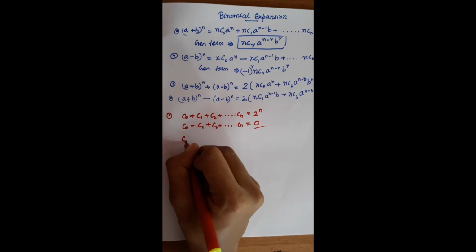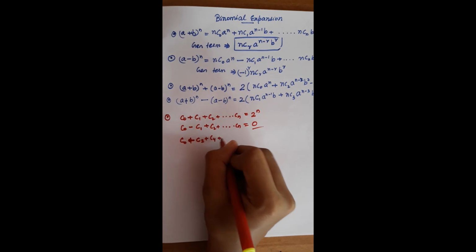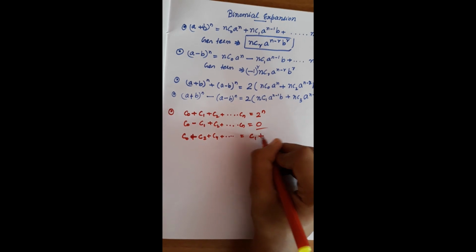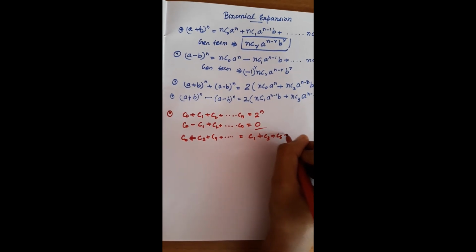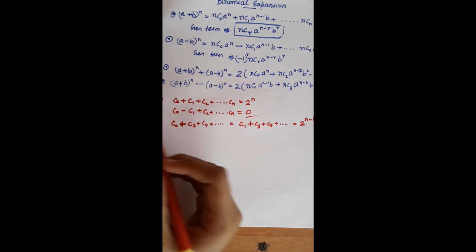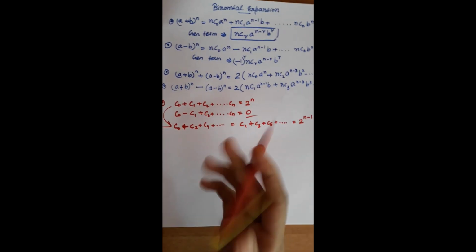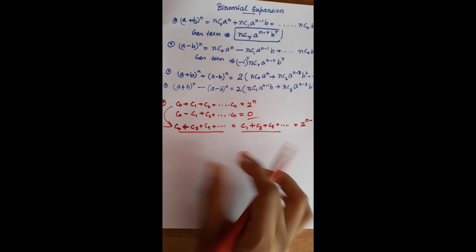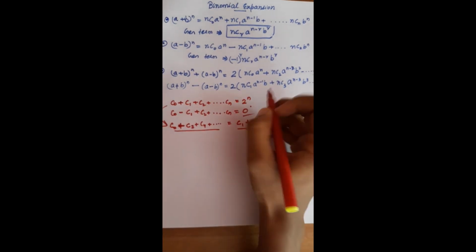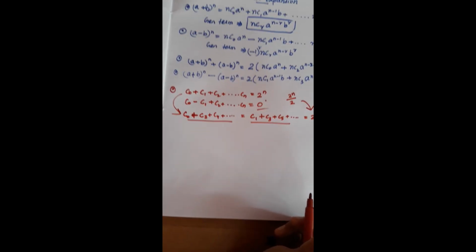Now the next one is nC0 + nC2 + nC4 + etc. is equal to nC1 + nC3 + nC5 + etc. and is equal to 2^(n-1). This is actually from the first result itself, because when we add these parts, we get the first thing. So each of these parts is just half of it. So 2^n by 2 turns out to be 2^(n-1).